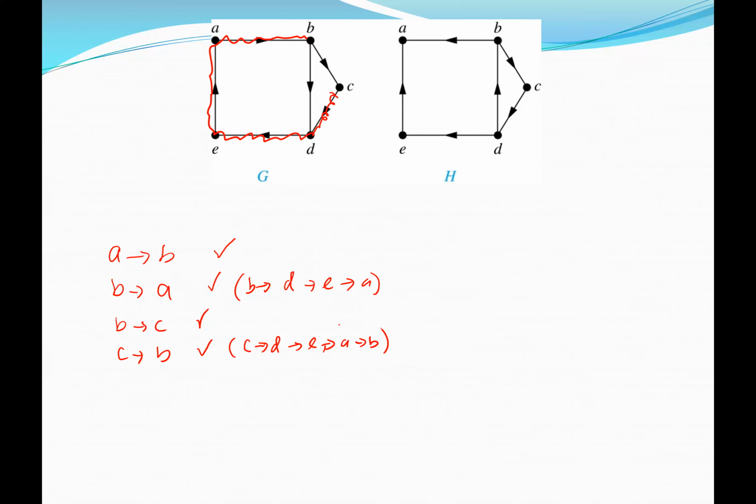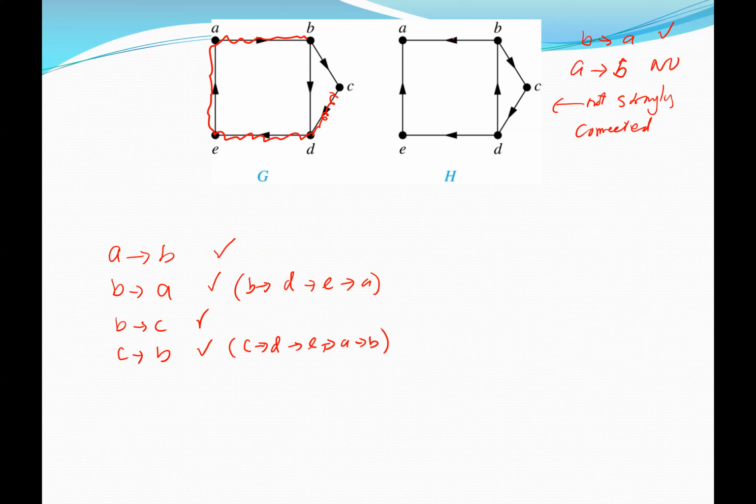Versus, you can see here in graph H, can I go from B to A? B to A, yes. How about A to B? Is there a way we can go from A to B? The answer is no. You can see here I cannot go from A to E. E can only go to A, not A to E. So A to B is no. So this one here is not strongly connected.